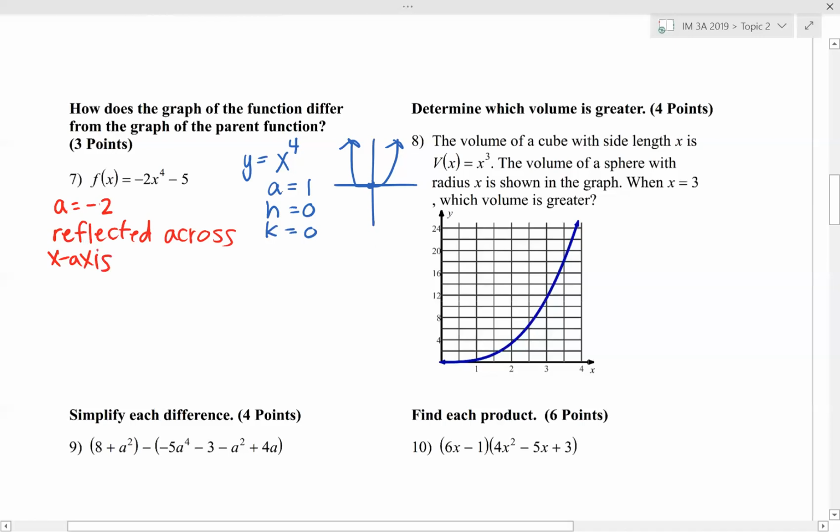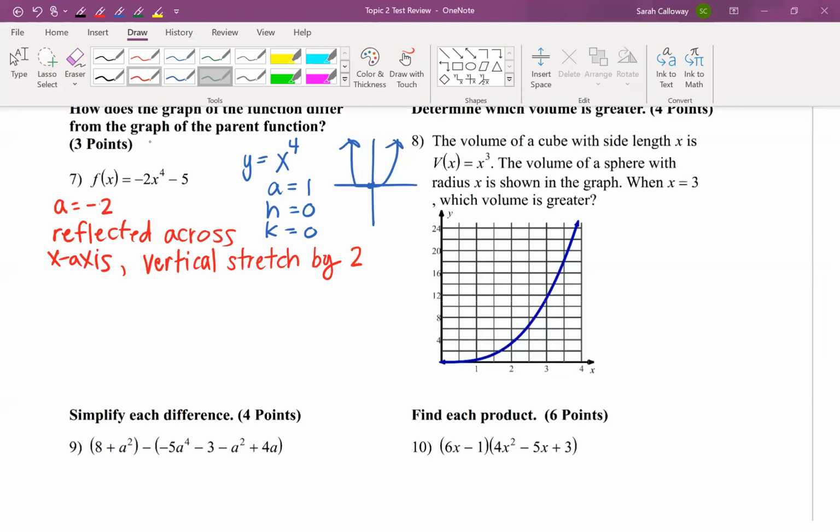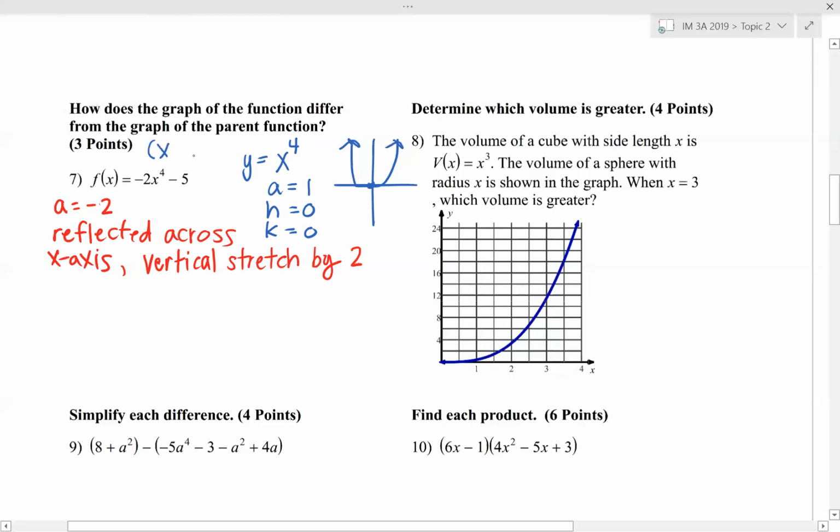And then remember that the 2 is a vertical stretch. If it was a compression or a shrink, it would be a number like 1/2. So a proper fraction, a number that's between 0 and 1, creates a vertical compression. This is a vertical stretch because that's a whole number 2. And then notice that there is no parentheses, right? So it's always like x minus h to the 4th. Since there's no number there, that tells us that h is 0. So there is no horizontal translation.